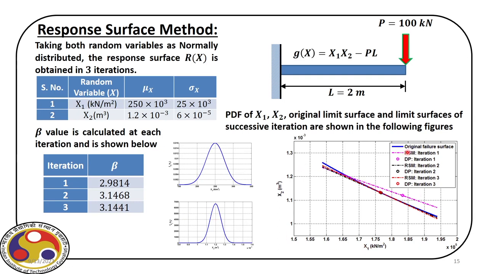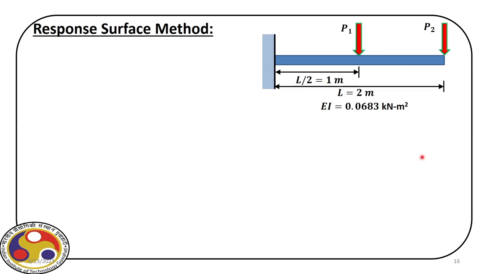That's the limit state function. The original limit state is the blue line. And you can see in every iteration how this limit state is approximated by the response surface. So every iteration is marked along with the design point in every iteration. So we start from this point in the first iteration. As we gradually progress, we ultimately come to the converged value. So you can see how this limit state function is replicated by this response surface method. So that's how we solve this using response surface.